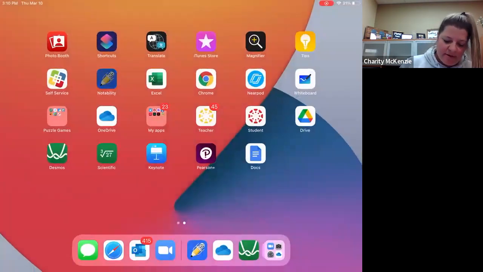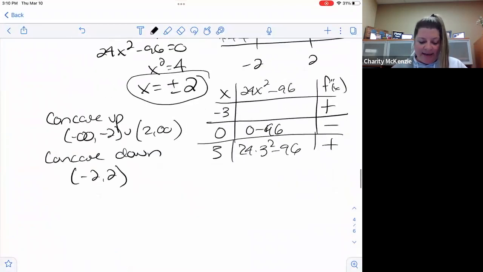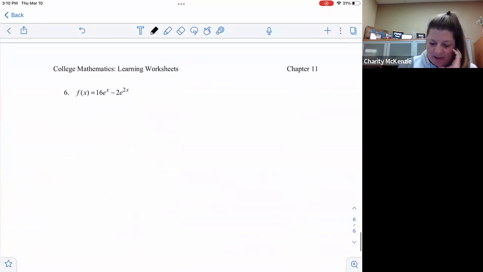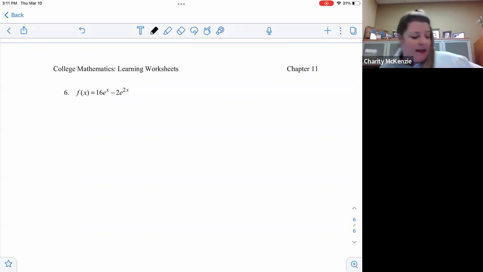So let's look at another one. That one's pretty much the same. I kind of want it to be harder. Let's look at 6. So if we look at problem 6, we have 16e to the x minus 2e to the 2x. For this one, what we want is to find the second derivative and then find those critical values and tell me where it's concave up and concave down, okay, and the inflection points.